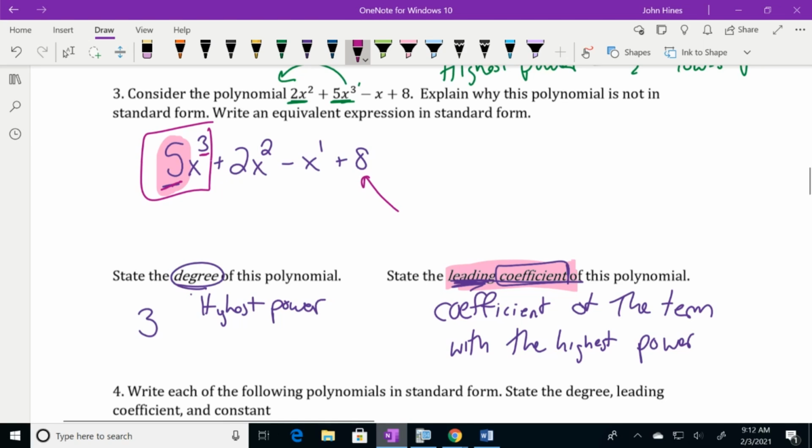Last vocab word here, that plain old number is called the constant. That plain old number stuck on at the end is called a constant. So the constant is just that plain number that's hanging out there.